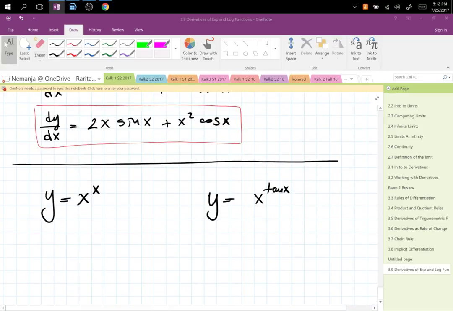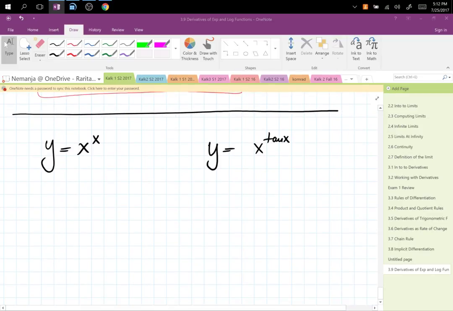So this method is designed to solve these types that nothing else can do. You can't use the product rule, quotient rule, chain rule, none of those for these particular problems. Only logarithmic differentiation works. So let's do both of these.